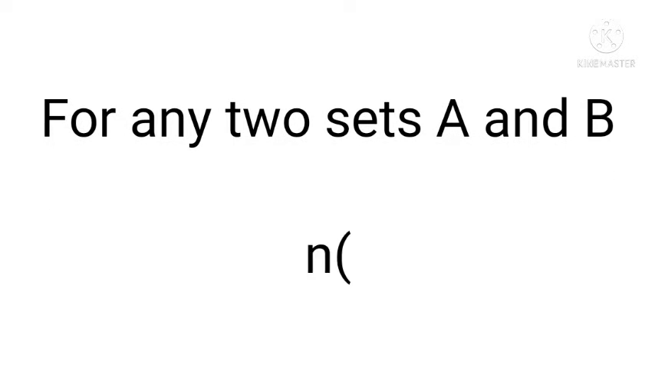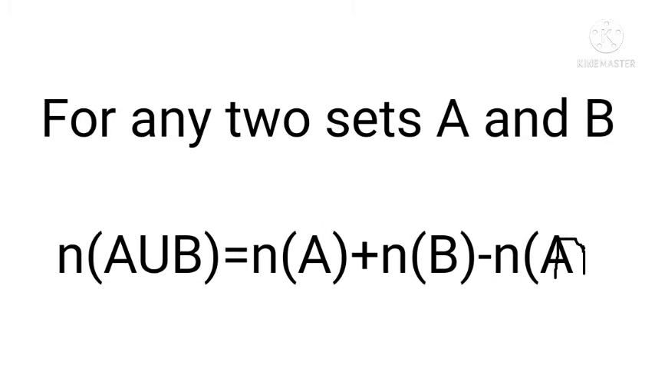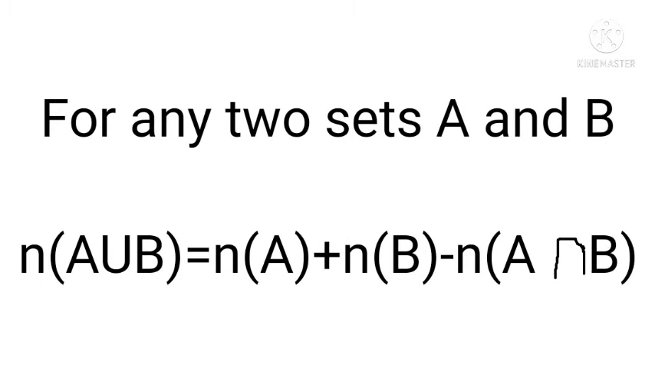Good morning to all. Today we are going to discuss some practical problems based on Venn diagrams and the cardinality theorem. Before discussing the problems, let's recall the cardinality theorem. For any two sets A and B, n of A union B equals n of A plus n of B minus n of A intersection B. Here both A and B are finite sets.